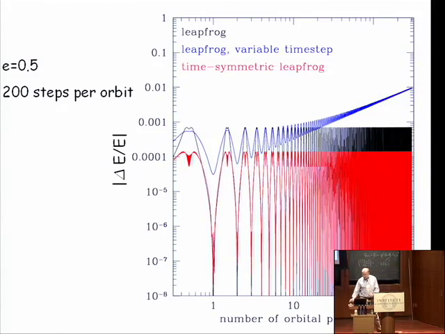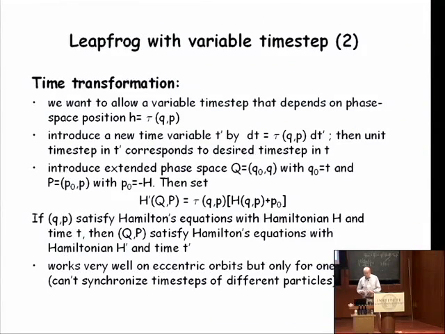Okay, so that's one technique for allowing variable time step. A second possibility is to use time transformation. If you want to use a variable time step that depends in some way on phase space position, one way to do it is to introduce a new time variable, a fictitious time, that's related to the real time by the desired time step. And then if you can somehow cast your equations in terms of the fictitious time, a fixed time step in the fictitious time corresponds to the time step change you want in the real time.